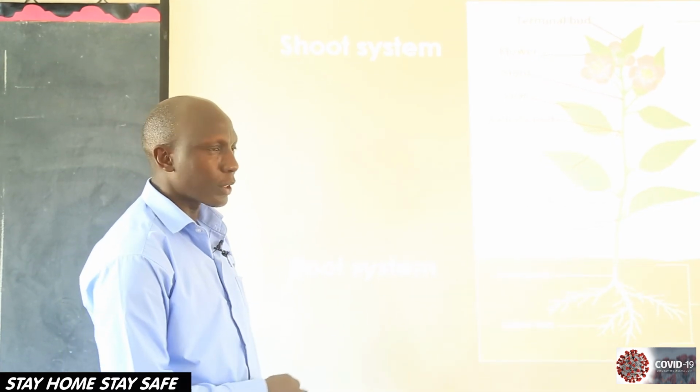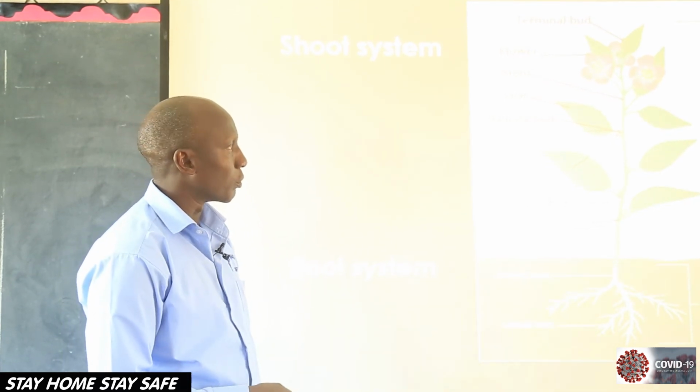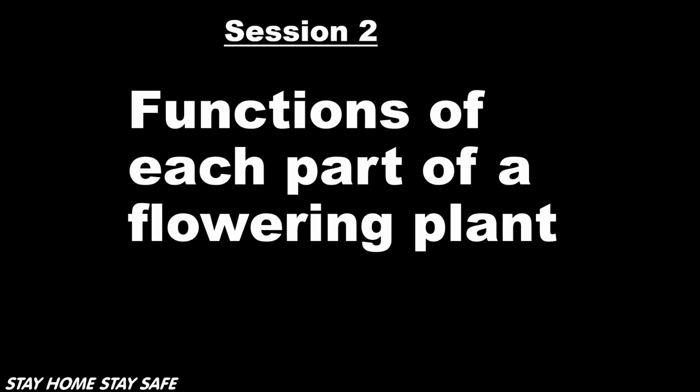Now, we are going to see what each of these parts do. That's going to be our next session here. The function of each part of the flowering plant. So what's the work of the stem? What's the work of the terminal bud? What's the work of the axillary bud? What about the roots? What about the flowers? What do they do on a plant? Could you be able to remember some of these functions?